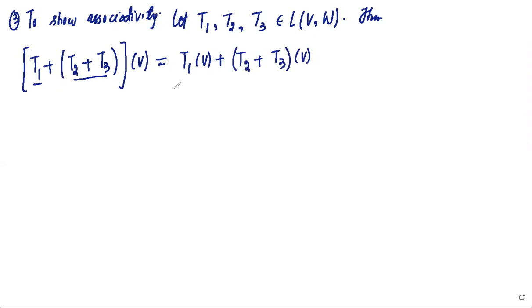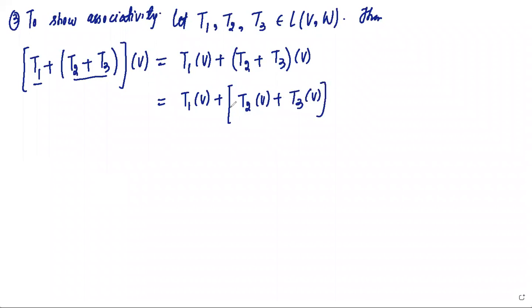So this is by definition, because we know that T2 plus T3 is also a linear transformation. तो इसको हम कंसीडर करेंगे एक लीनियर ट्रांसफॉर्म, इसको कंसीडर करेंगे दूसरी लीनियर ट्रांसफॉर्मेशन, and then use the definition of vector addition. Now this is equal to, this is T1 of V plus, now again using the definition here, this is T2 of V plus T3 of V.